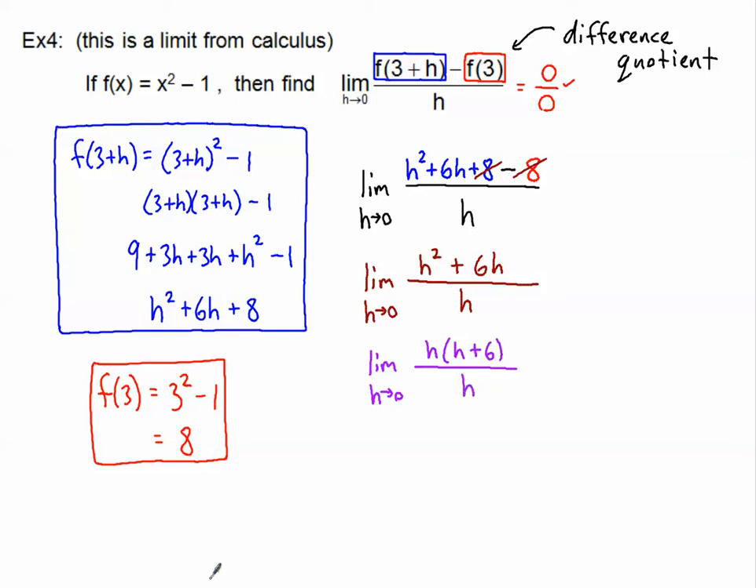And now that h will cancel away, whoosh, like we knew that it was going to right from the beginning. Limit as h approaches 0 of the only thing left now is h plus 6. Finally, I have an expression that I can plug my 0 in for h. And if I do that, I finally can do my equal sign and have 0 plus 6. So our answer to this one is 6.